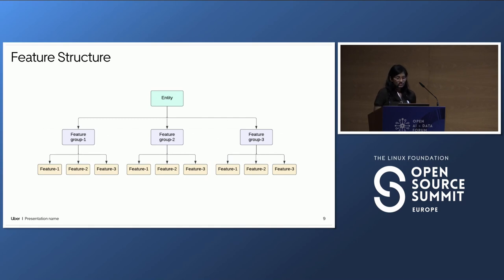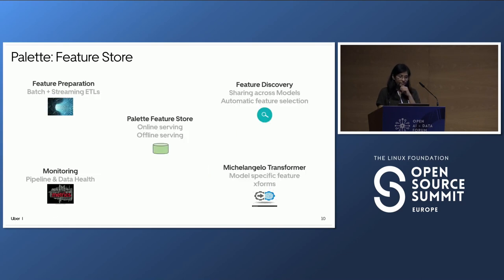Feature structure is how we basically store features. The reason we do it this way is that we have tens of thousands of features, and managing each feature individually is difficult. So we group them at different entity levels. An entity can be anything, basically an Uber entity. For example, stores, eaters, and orders are different entities. So Palette, this is what we call Uber's feature store.